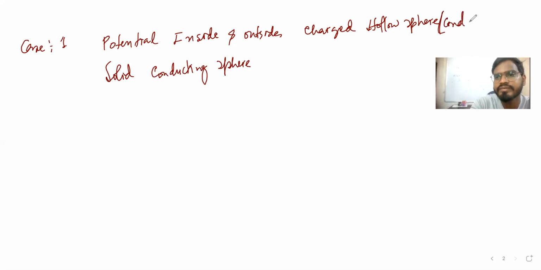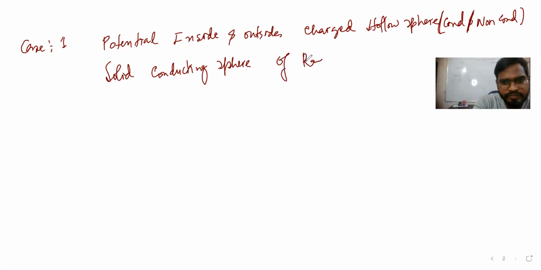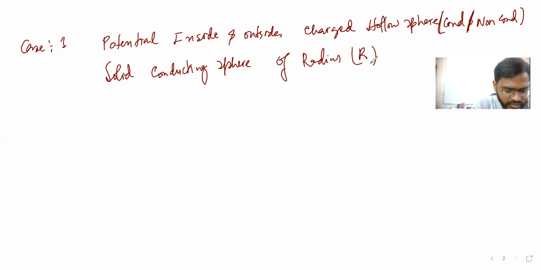Conducting and non-conducting, of radius capital R. Outside distance, let's take small r. Surface charge density is obviously sigma. Let's see the derivation now.